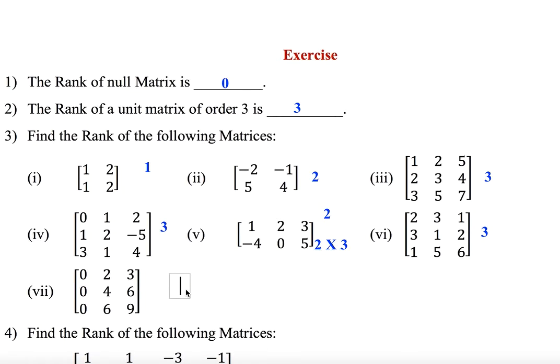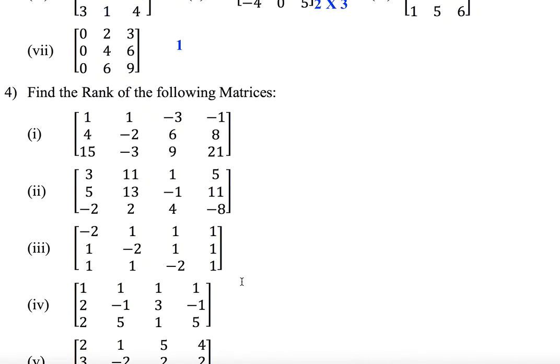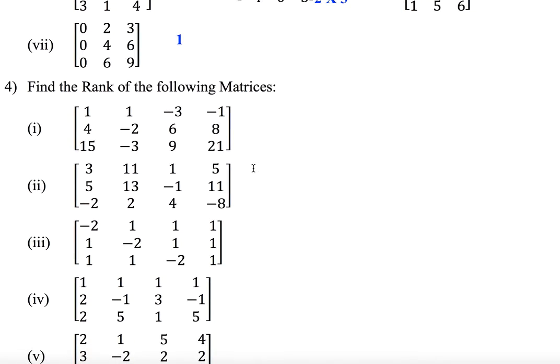Any other combination left? No. So the rank is 1. The 2 by 2 determinants are also 0, so the rank is going to be 1. Because if you take any one element, that is going to be your 1 by 1 matrix, so the rank is not 0. That's why the rank is 1.